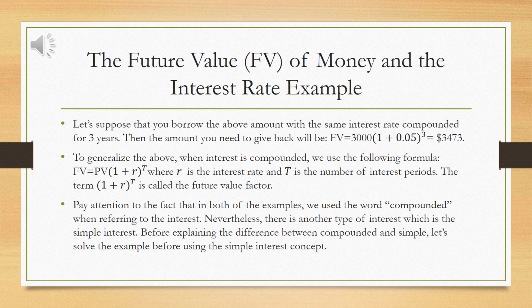To generalize the above, when interest rate is compounded, we use the following formula. Future value equals present value times (1 plus r) to the power t, where r is the interest rate and t is the number of interest periods. The term (1 plus r) to the t is called the future value factor.